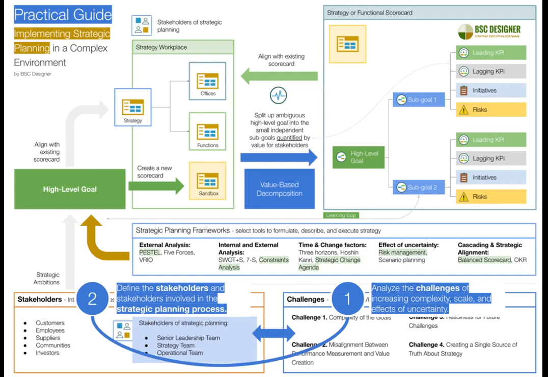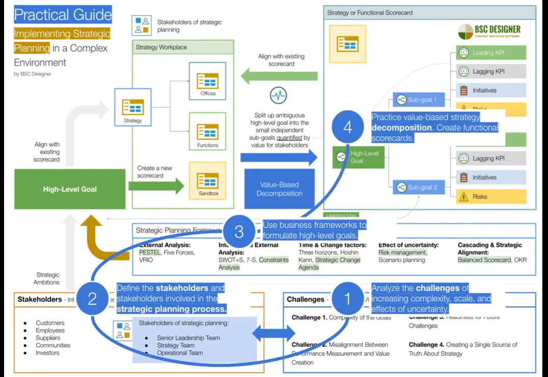2. Define the stakeholders, their interests, priorities, resources, constraints. Formulate the strategic ambitions and high level goals. 3. If needed, use one of the frameworks to better define the challenge and draft your response strategy. 4. Use the ideas of value based strategy decomposition to split up high level goals into sub-goals quantified by the value for the stakeholders.